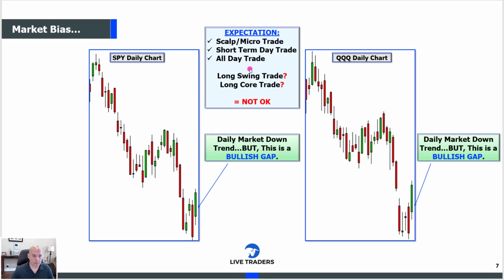We have to talk about expectation. Are you scalp trading, micro trading? Are you short-term day trading? Are you all-day trading, meaning from 9:30 to 4 p.m.? If you are doing any one of those three things, this is a bullish day. Why is it a bullish day? Because you're gapping more than 50% into a wide range red bar. They call this a gap surprise. So all the people that shorted the market or shorted those stocks yesterday are surprised when they woke up today that they didn't get a gap down. It's called a gap surprise.